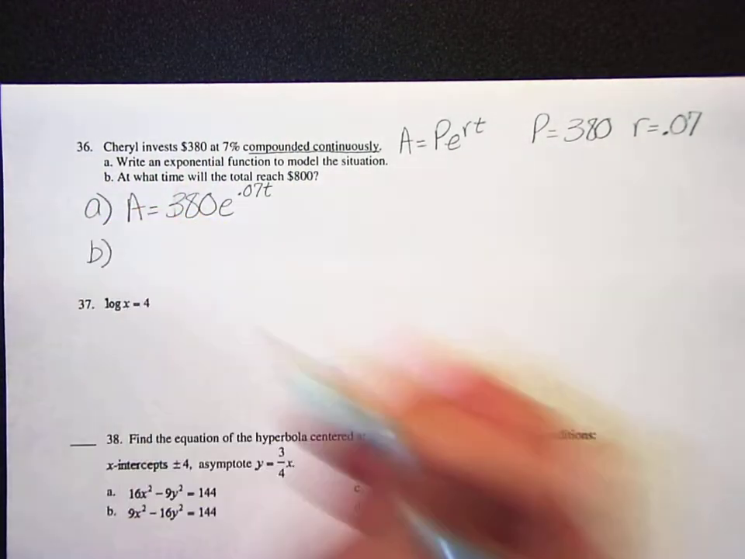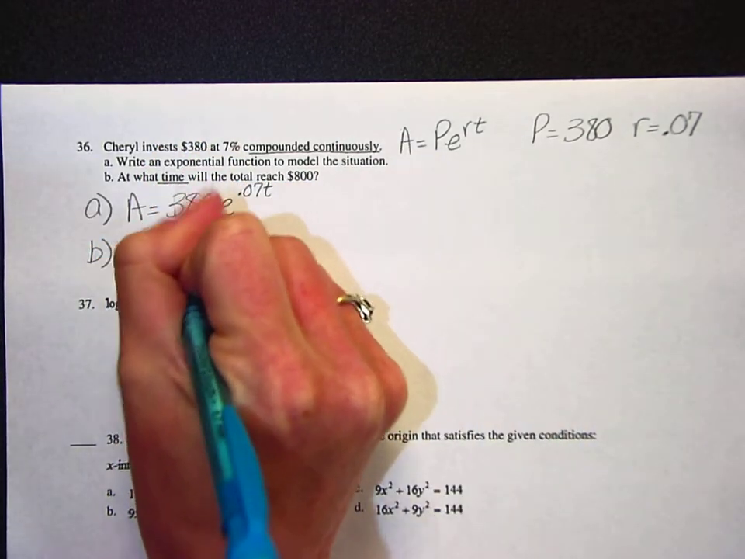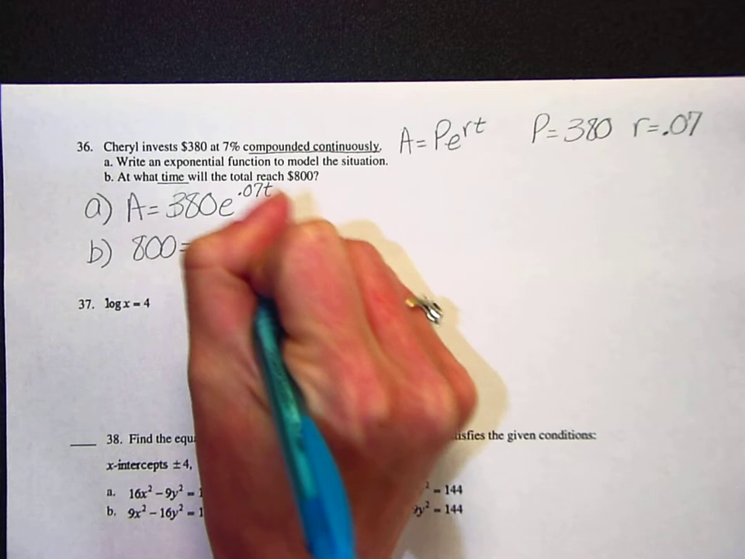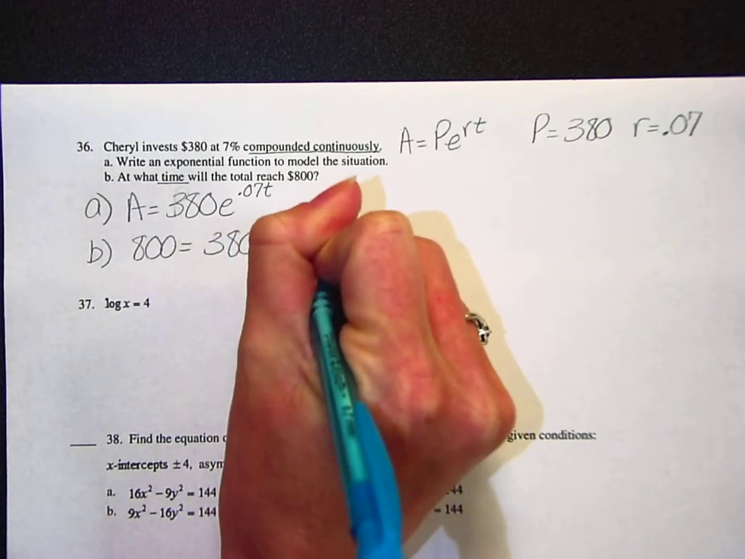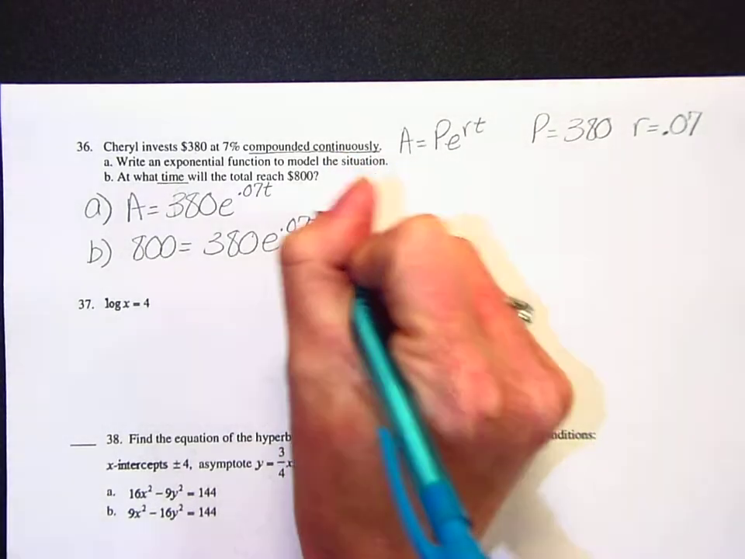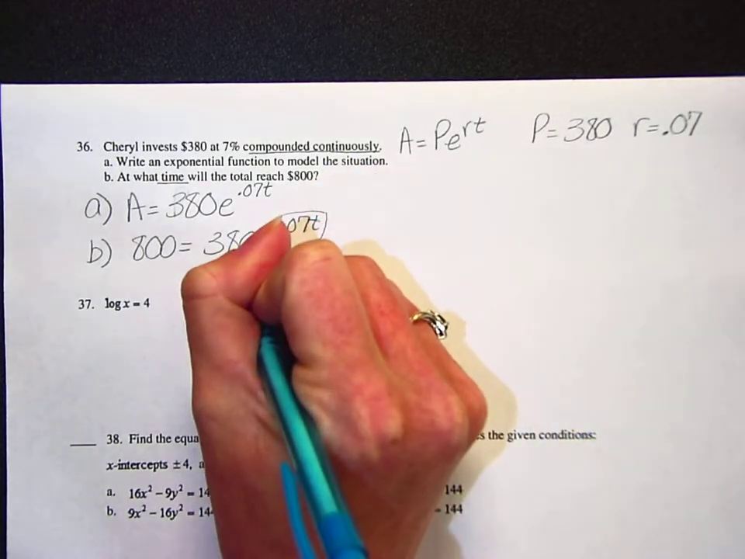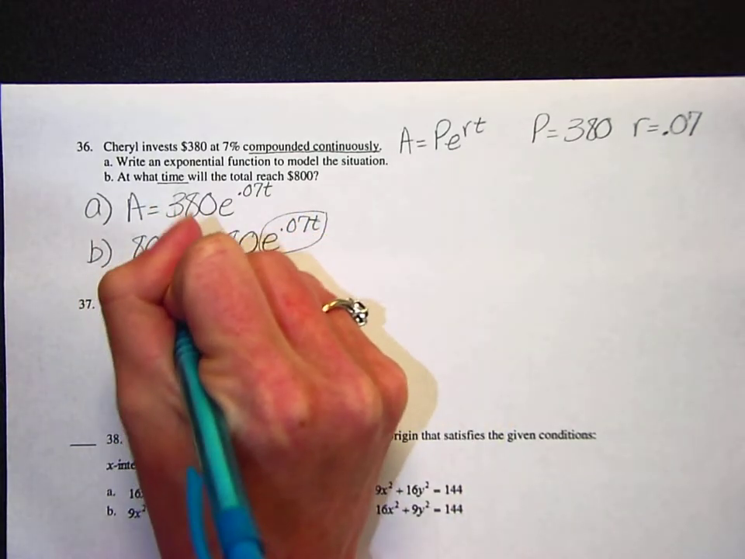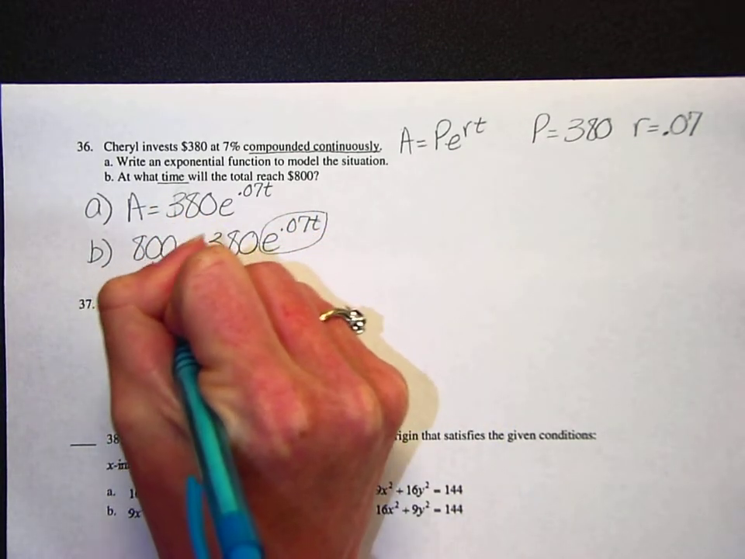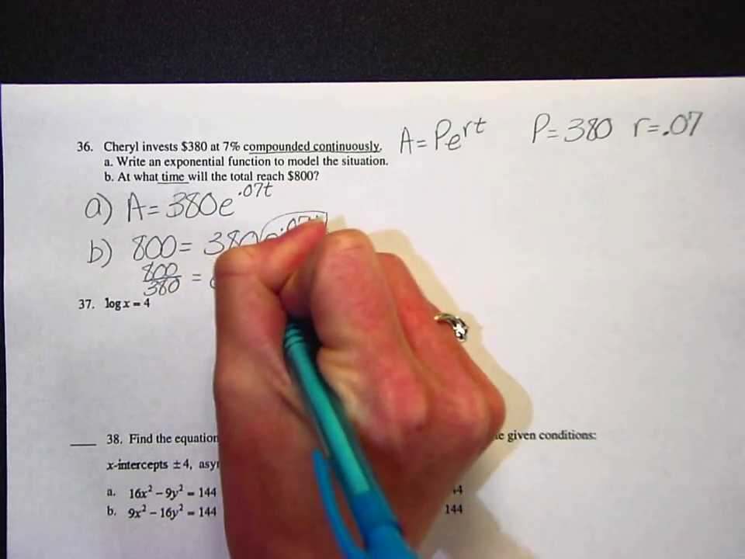On B then, they want to know at what time, so I'm looking for t, will we reach that $800? So 800 equals 380e to the 0.07t. All right, it's going to be a lot easier to solve this if I get my exponential by itself first. So I'm going to start by dividing over by the 380, and I'm going to keep this as 800 divided by 380 for just a little while so that I can type all of that into my calculator at the same time.